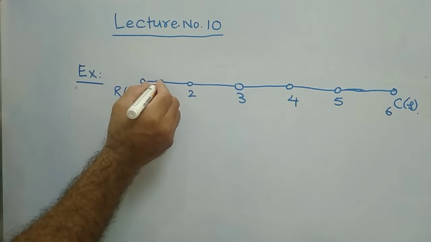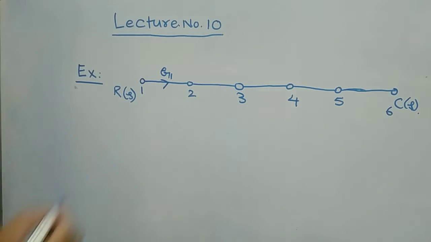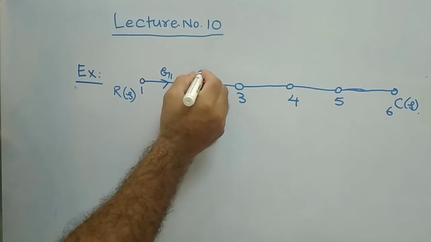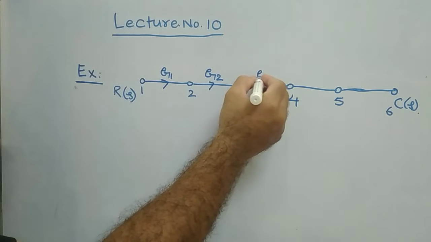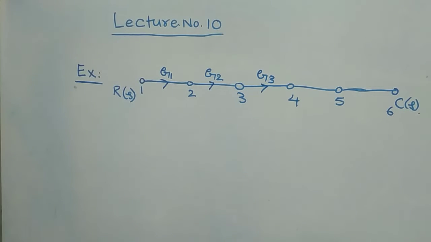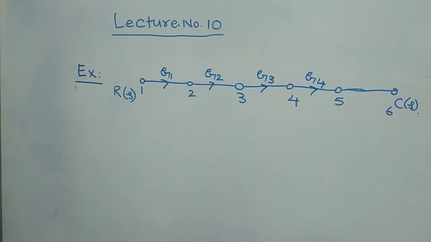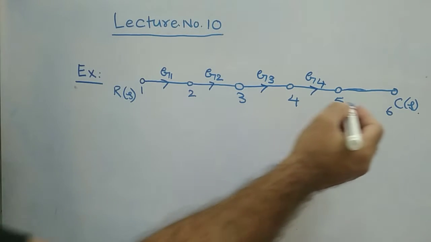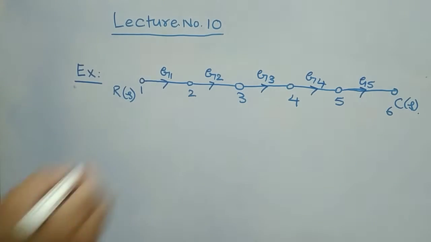It is given that between node 1 to node 2 the gain is G1, between 2 to 3 the gain is G2, between 3 to 4 the gain is G3, 4 to 5 it is G4, and then 5 to 6 it is G5. These are nothing but the forward gains.